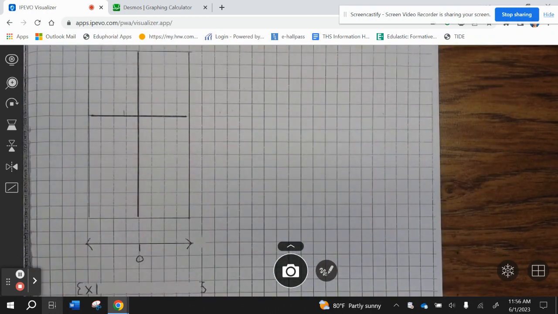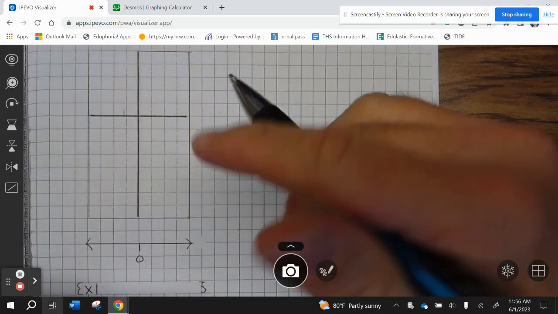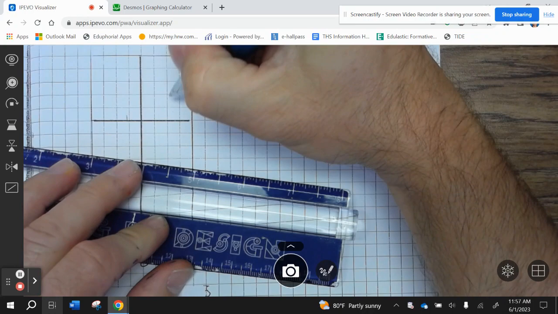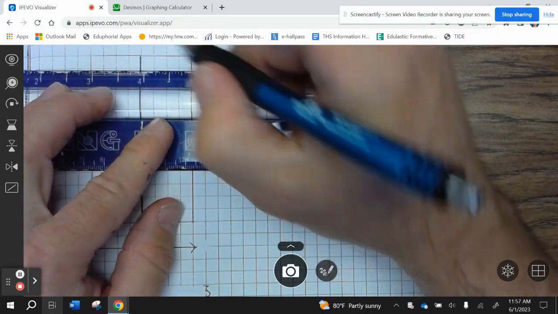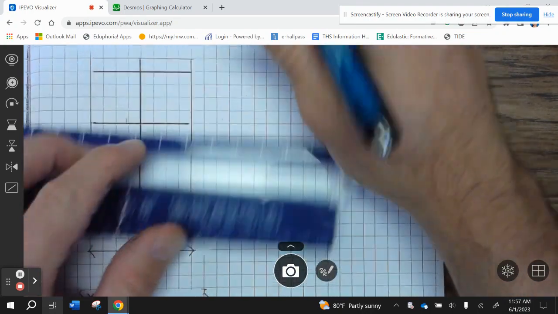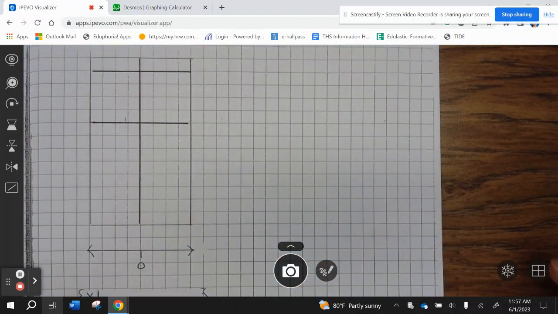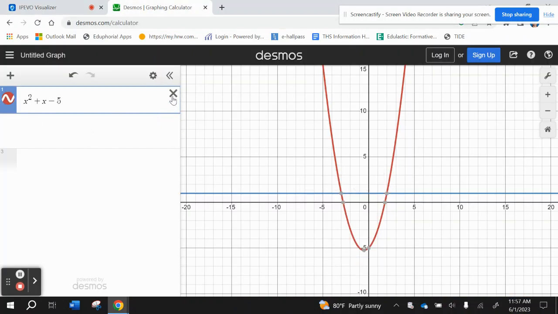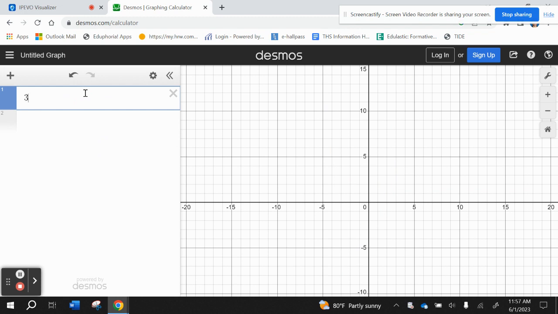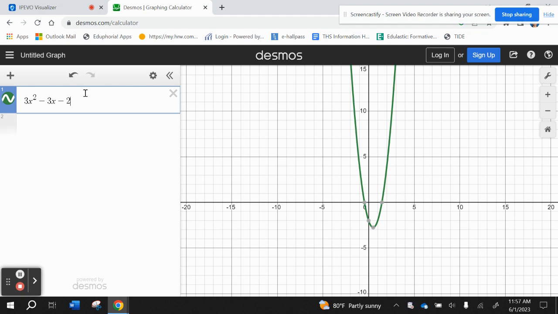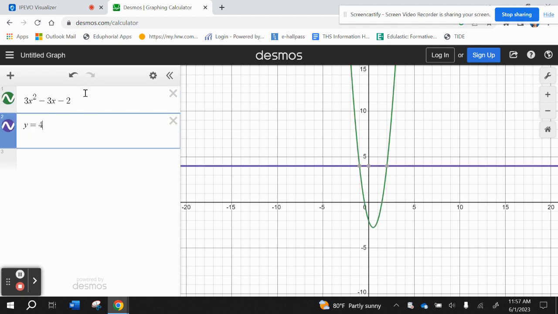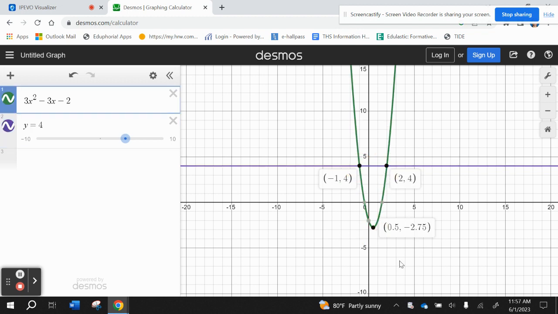Let's take a look at example 2. Okay, so let's go ahead and graph the 4 first. 1, 2, 3, 4. Okay, and then now let's go to Desmos. So 3x squared minus 3x minus 2, and then y equals 4. So let's go ahead and use these 3 points.